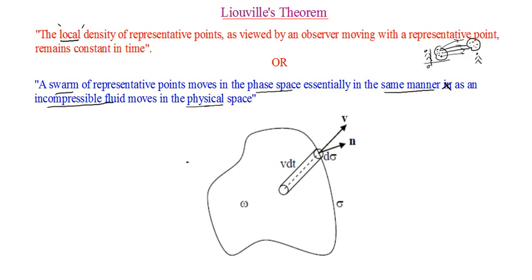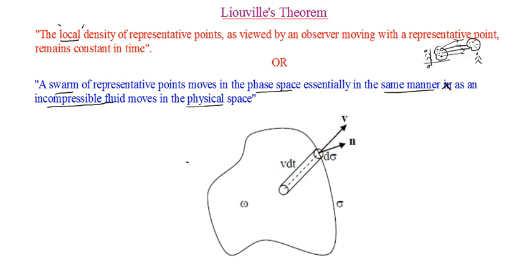And you know that an incompressible fluid means what? If you flow along with the fluid, then you can see that the fluid particles will never get compressed. That is the meaning of incompressible fluid. Only in the case of an incompressible fluid do we talk about Bernoulli's theorem. So we can say that the second statement has come out of the similarity of the flow of representative points with that of the flow of an incompressible fluid.